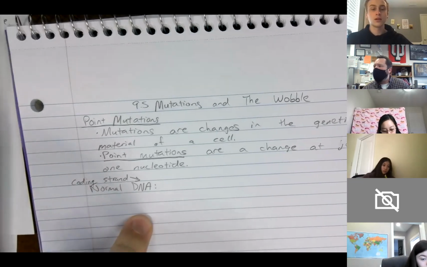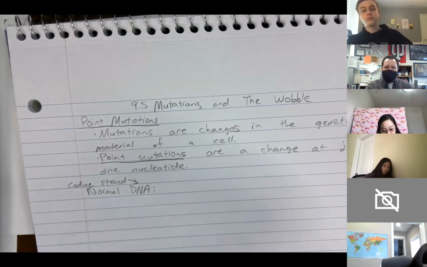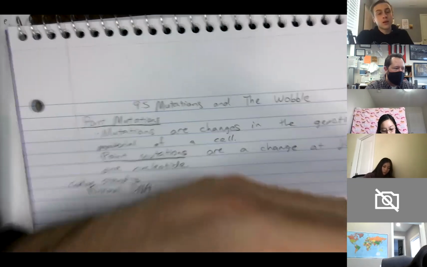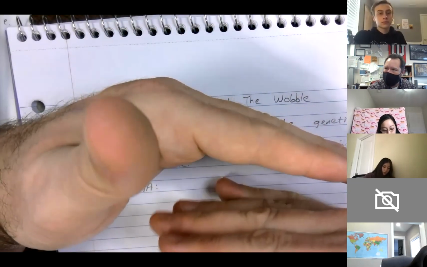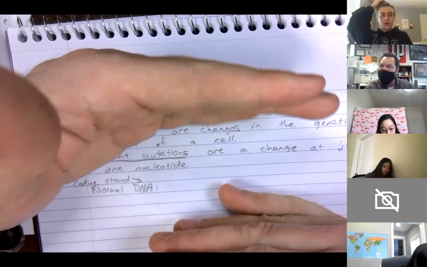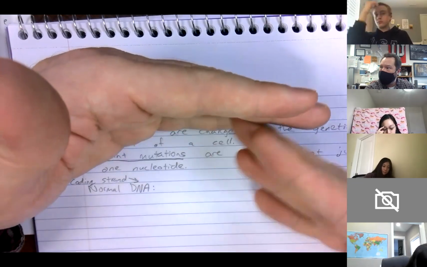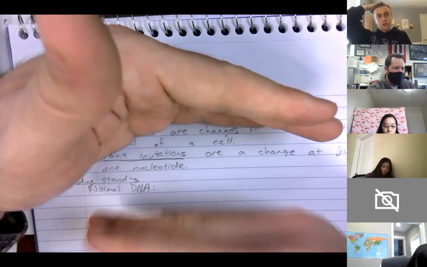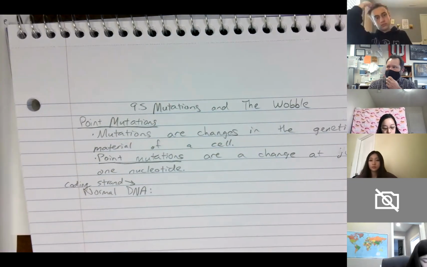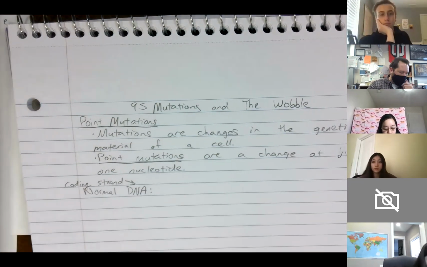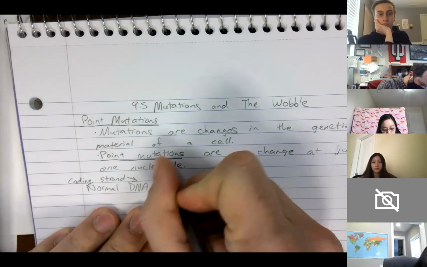And by the way, this is the coding strand. If you guys remember, we did our 2 strands of DNA. We had the template strand and we had the coding strand. The template strand is what the mRNA is actually paired with to be made, but it's going to be a copy of the coding strand. So this is the coding strand. Here's our initial sequence.